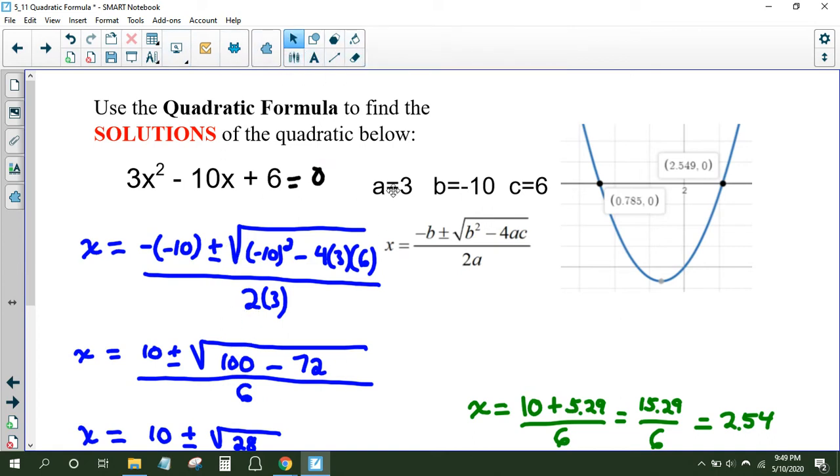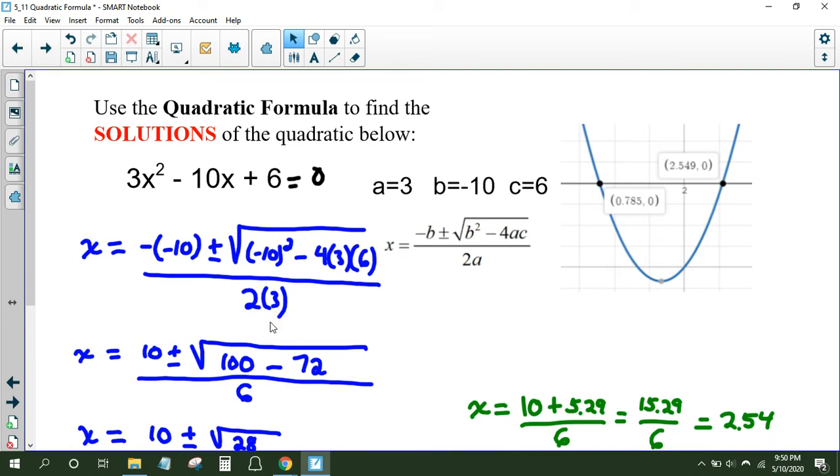Okay, so our a value is 3, our b value is negative 10, and our c value is 6. We're going to plug those values into our formula here. So x is going to equal negative b. b is a negative 10, so negative negative 10 plus or minus the square root of b squared minus 4 times a times c, all of that over 2 times the a value.